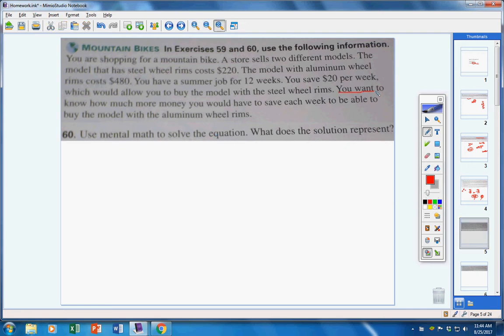You want to know how much more money you would have to save each week to be able to buy the aluminum wheel rims. Okay, so here we go. Let's take some notes on the word problem. You're shopping for a mountain bike. They have two different models. We have steel rims for $220, and we have aluminum rims for $480.